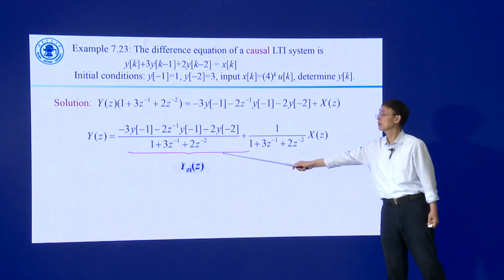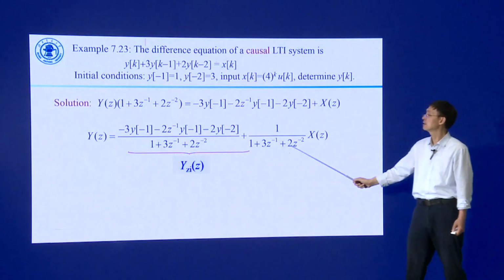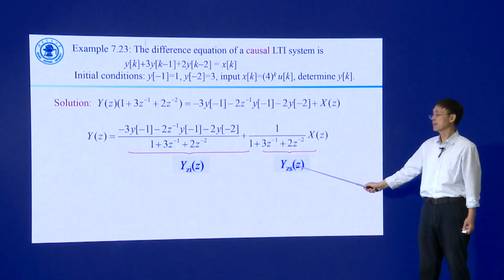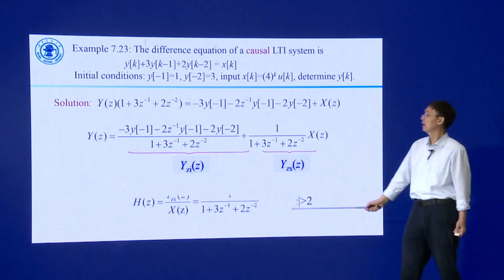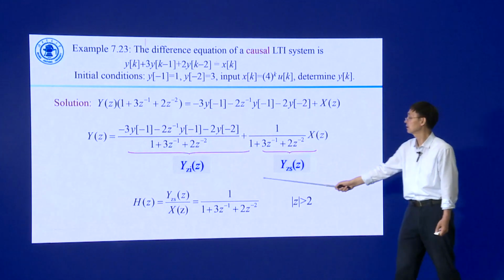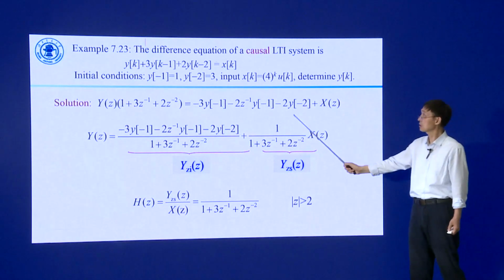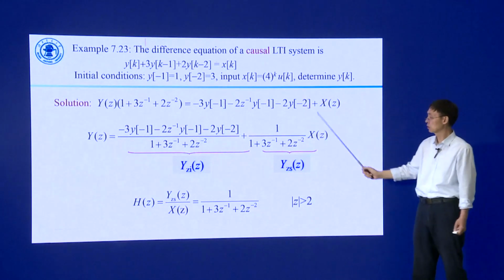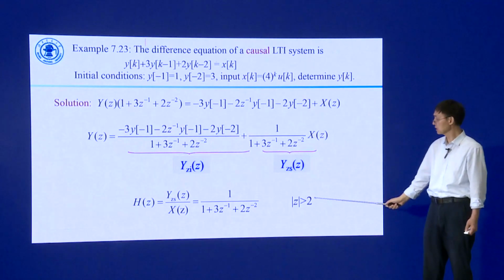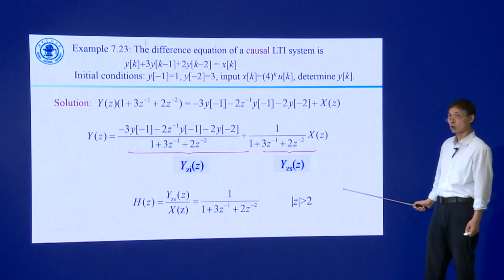This fraction corresponds to Y_zi(z). This fraction corresponds to Y_zs(z). And we can get the system transfer function H(z) equals this fraction. Because the system is a causal system, its region of convergence should be in this form. The number is the largest magnitude of poles.